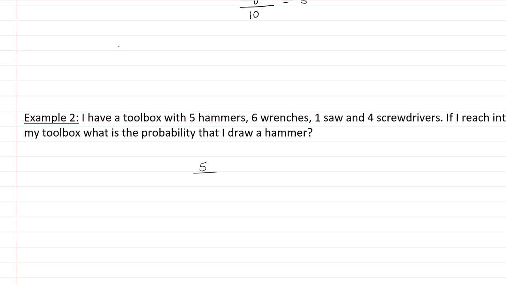The total number of tools is 5 plus 6 plus 1 plus 4, which ends up being 16. Why is it all of those added together? Well, if my toolbox is filled with 5 hammers, 6 wrenches, 1 saw, and 4 screwdrivers, that's the total tools in the toolbox, so that goes on the bottom. But my event only occurs when a hammer is drawn, and there's only 5 hammers, so 5 goes on top. So my probability of drawing a hammer would be 5 over 16.